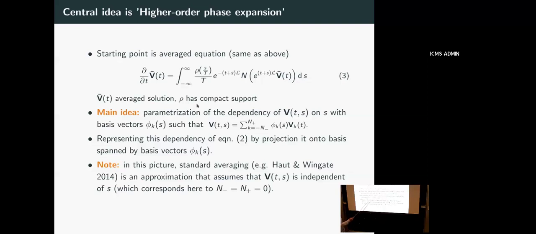And important is that in this picture that I've just shown you, the standard averaging assumes that this is 1 and does not depend on S. I will compare then higher order results with the standard results, where we always see that when I switch on n to be 0, it's then the basic averaging. And the higher order terms are then the corrections. For instance, when n is 1, we have a linear correction, or quadratic correction or whatever.